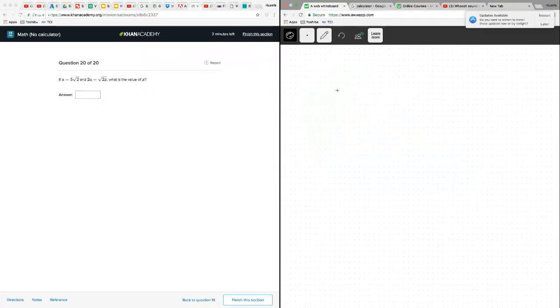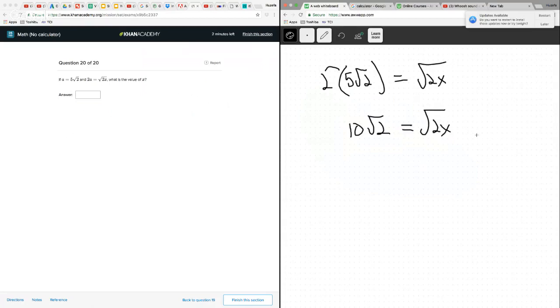If a equals 5 square root 2 and 2a equals square root 2x, what is the value of x? So let's multiply this through. And we've got 10 root 2 equals root 2x. So in order for us to bring a 10 outside, this has to be 10 squared, right? Because, look, this is why. I mean, how else could we do this? We can break this up into square root 2 times square root of x, right? So since the 10 relates to the square root of x, square root of what is 10? It's 100.